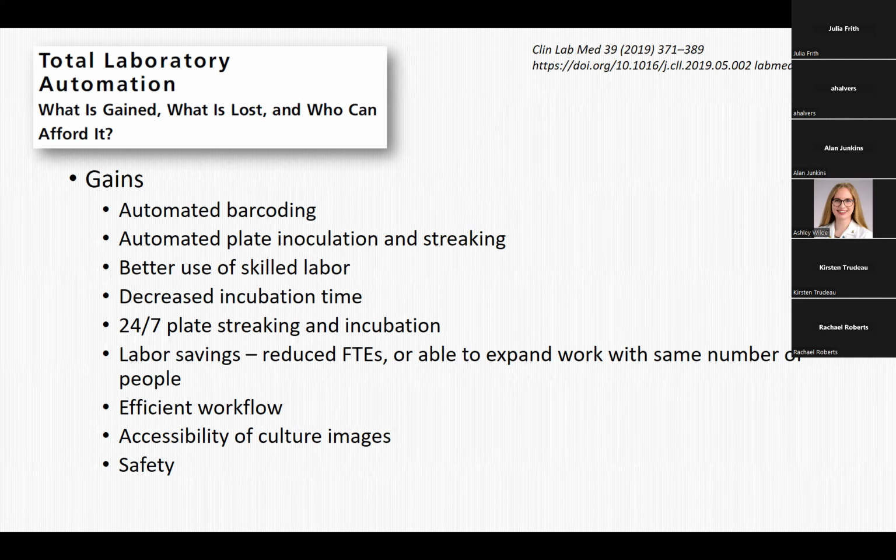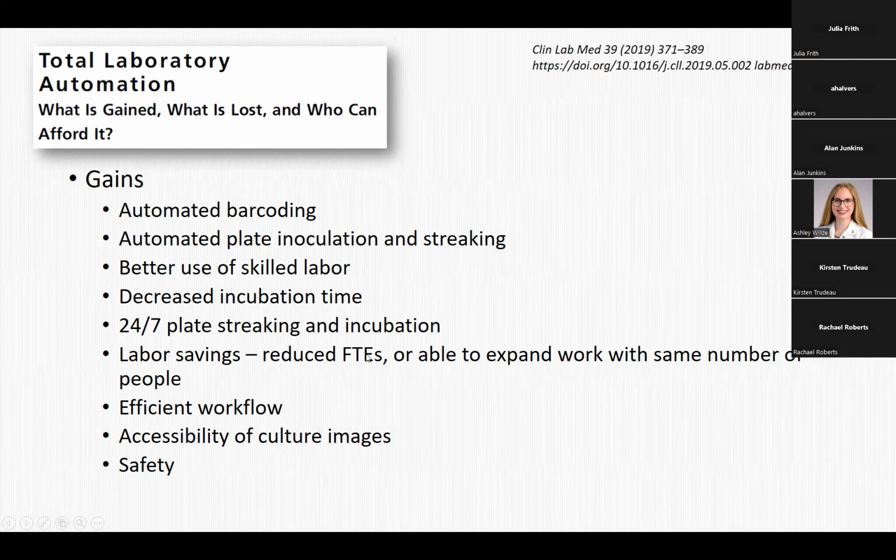So the bugs actually grow amazingly much faster than they used to. We finalize urines, non-invasive urines, at 18 hours. We couldn't do that when they were being put in a regular incubator. Labor savings we've talked about.